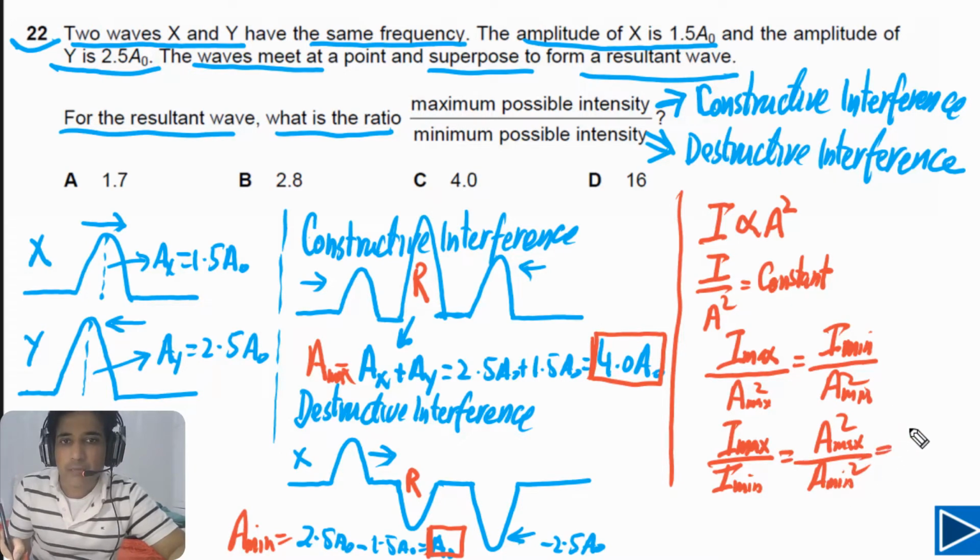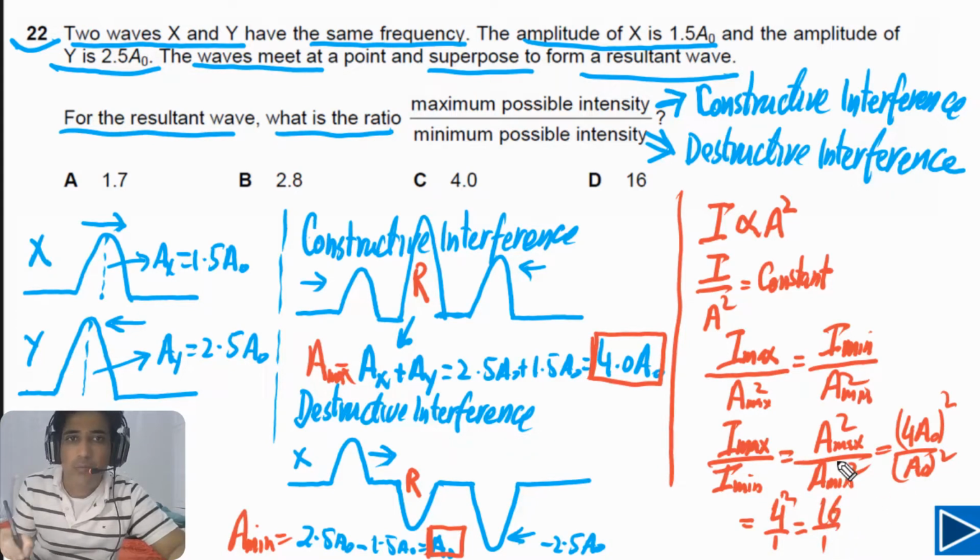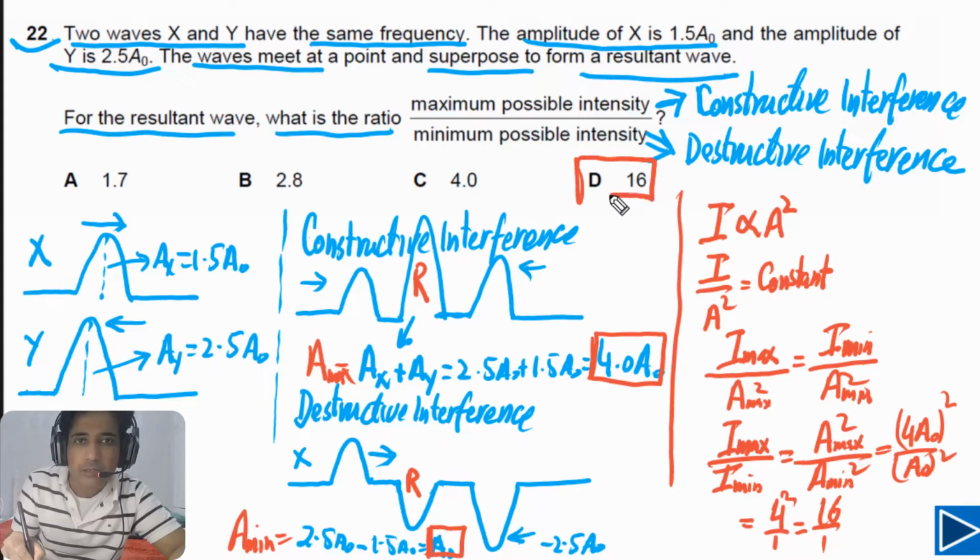Now we can plug in values. A maximum is equal to 4 A naught and A min is A naught, squared. Now if we solve this one, we will get 4 square by 1, which means 16 by 1. A square will be cancelled with A square. So we are left with 16 by 1. So the answer for this question is 16.